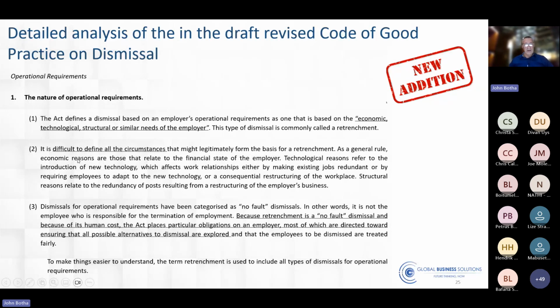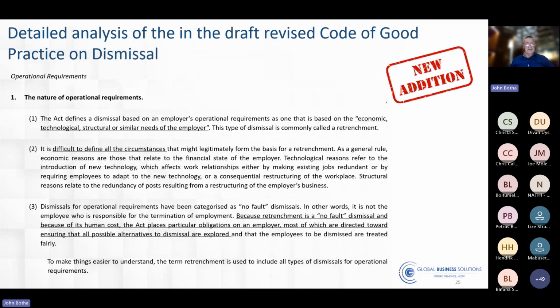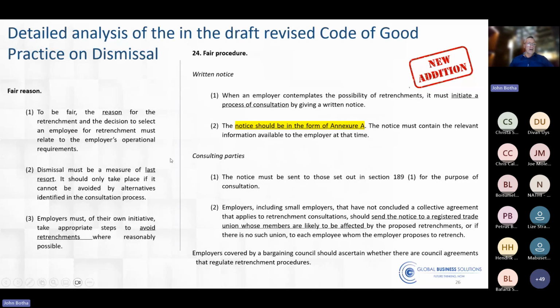You know, and then they talk about economic reasons relating to the finances of the employer, technologies, new technologies, et cetera, et cetera. So they talk broadly and in simple English around that. And then in subsection 3, they say because retrenchment is a no-fault dismissal, and because of its human cost, the Act places a particular obligation on the employer to ensure that all possible alternatives to dismissal are explored.